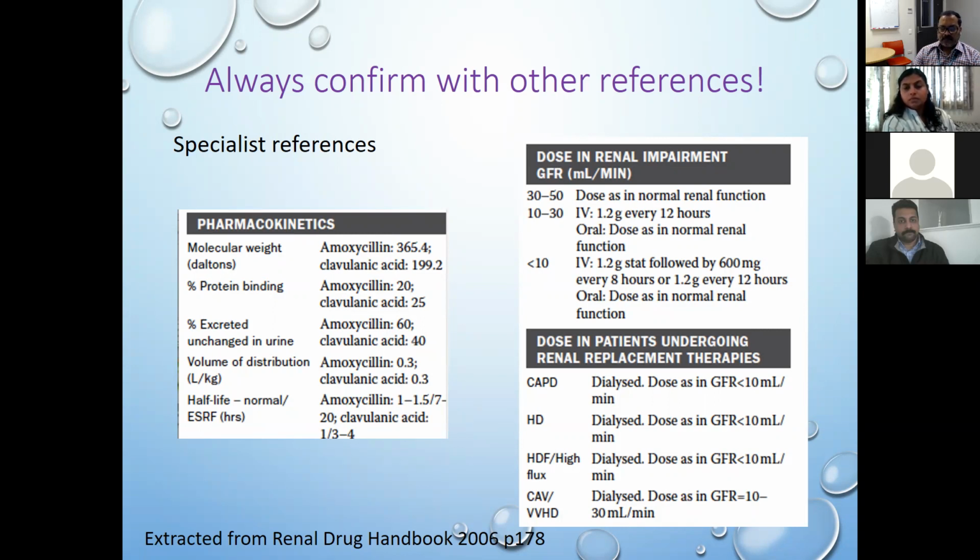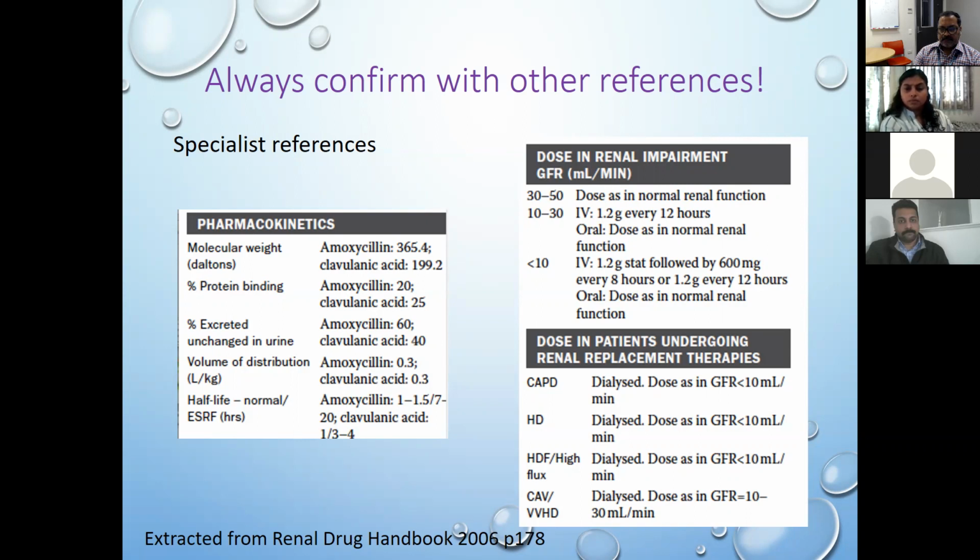So the dose in renal impairment, your dose in normal renal function, is in 30 to 50 ml per minute, but you can see at less than 10 ml per minute that they're recommending 1.2 grams stat, followed by 600 milligrams every 8 hours, or 1.2 grams every 12 hours. So there's a little bit of a range, but that's in general what you'll be seeing in practice. Oral dosing, we don't usually need to adjust that too much for renal failure.